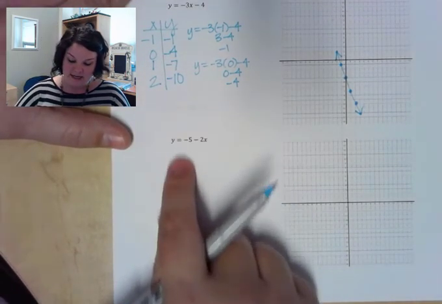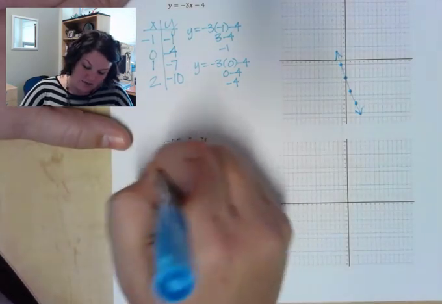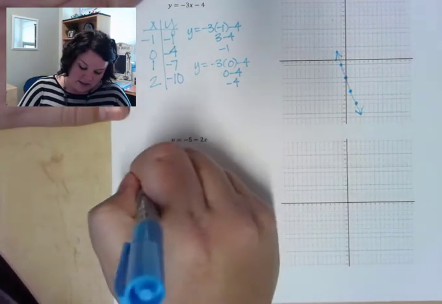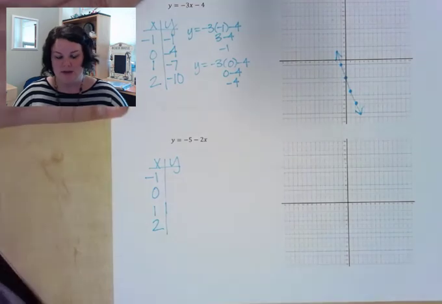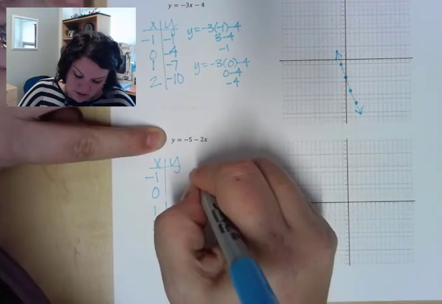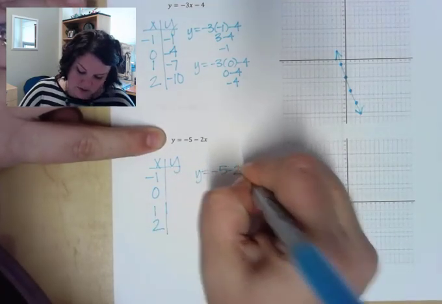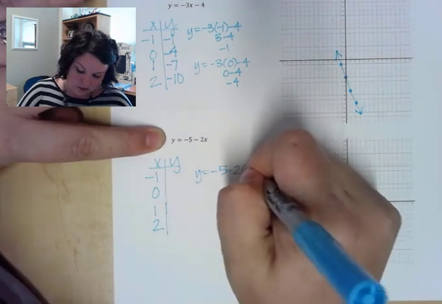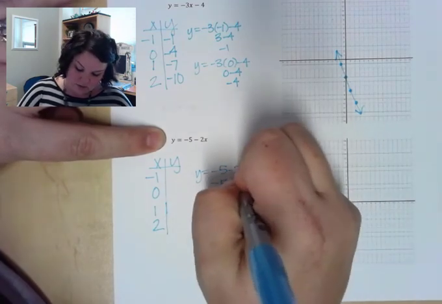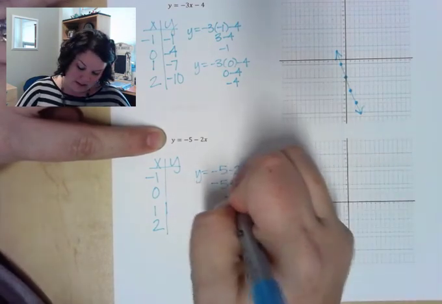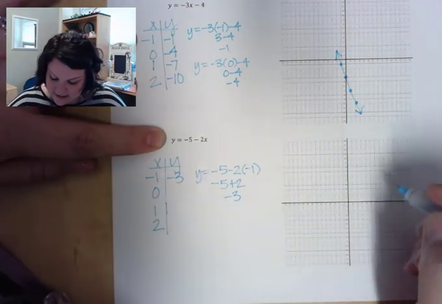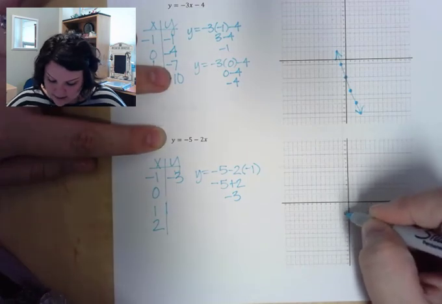I'm just going to pick the exact same XY chart values to get a good approximation of where our solution points are. So I'm just going to pick -1, 0, 1, and 2 again, but now I have a different equation. So again, I'm going to plug this in just like I did before, and I'll go ahead and work out a couple. So y is equal to -5 minus 2 times the x in my table, which is -1. So I get -5, and then -2 times -1 is +2. So -5 plus 2 leaves me with a -3. So that is one of my solution points. So when x is -1, y is down at -3.